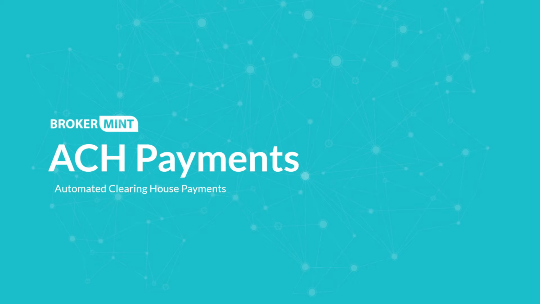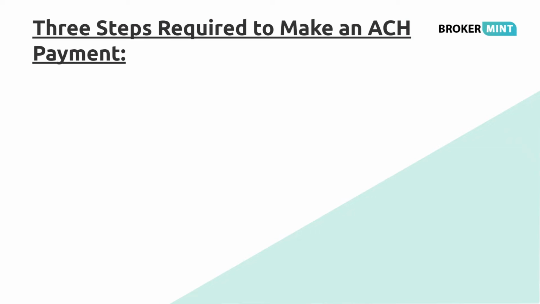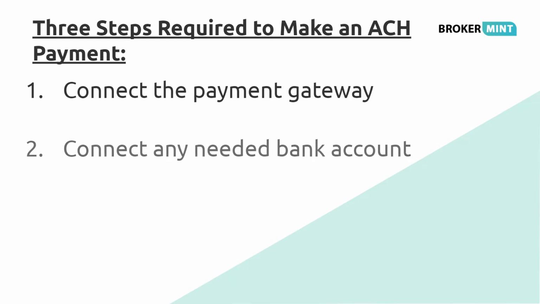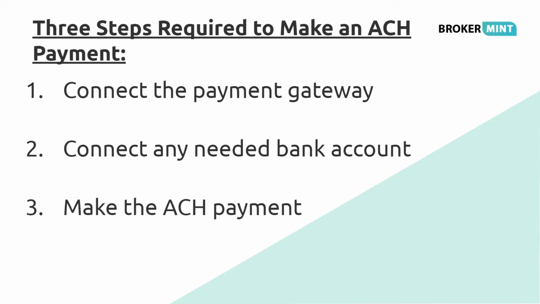Brokermint allows organizations in the United States to pay agents or partners via the Automated Clearinghouse, or ACH, network. There are 3 steps required in order to make an ACH payment. First, connect the payment gateway. Second, connect the needed bank accounts. And third, you'll want to make the payment.